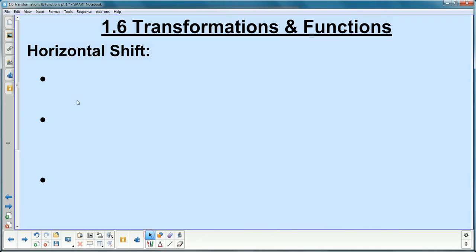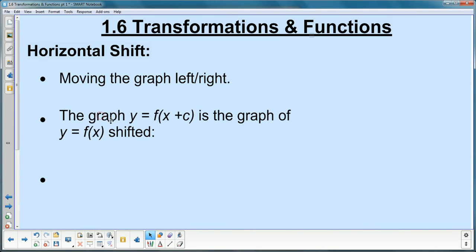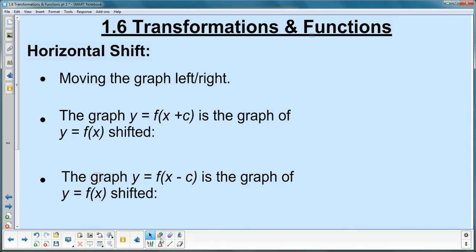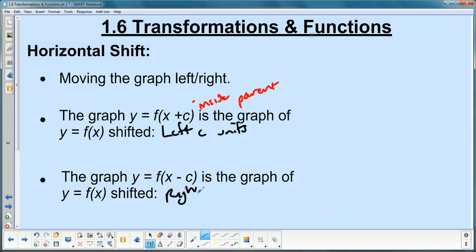Okay, the other option then is a horizontal shift, which is a movement left or right. That's f of x plus c, and you'll notice now that the plus c or the minus c is inside the parent. Okay, and the other thing to keep in mind here is that when we're doing horizontal shifts, things are opposite. So if it's plus c, that actually means we are going left c units. If it's minus c, that tells us we're going to be going right c units.